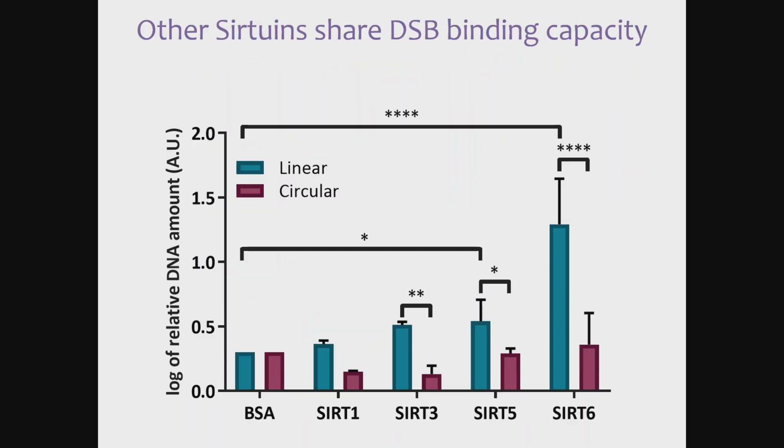Since we also saw that this was similar to the core domain, we measured the core domain of other sirtuins that are conserved, and we saw that some of them can also bind, but not as effectively as SIRT6 binds. So again, we discover a new domain that can bind only broken DNA and not circular DNA.